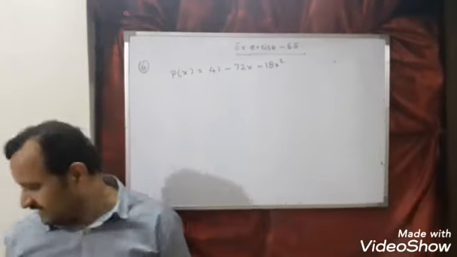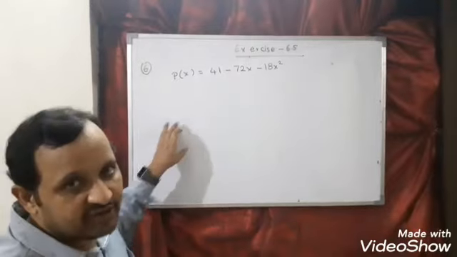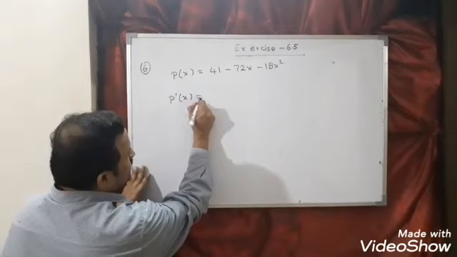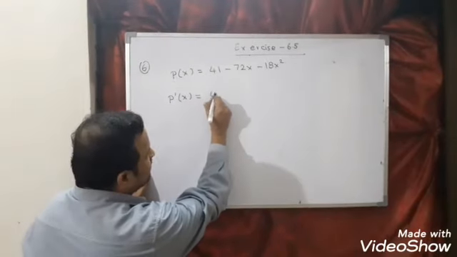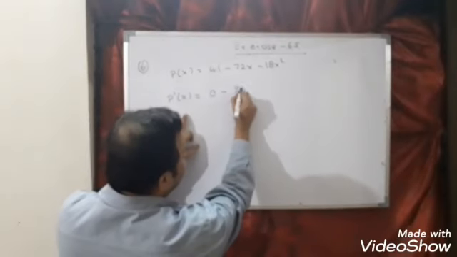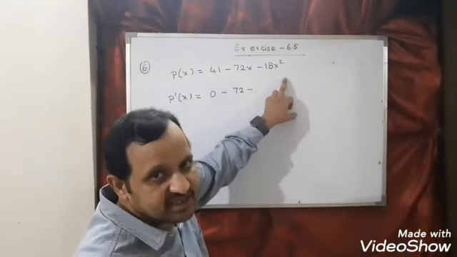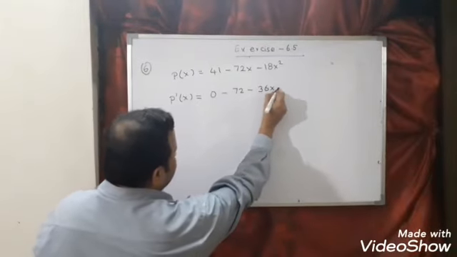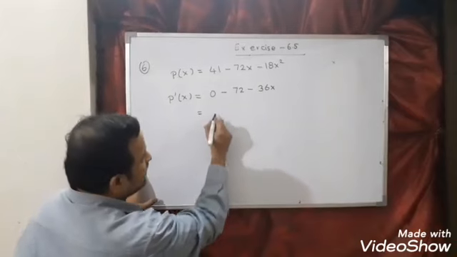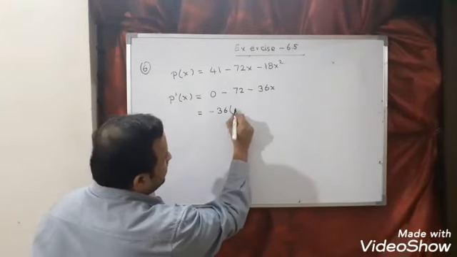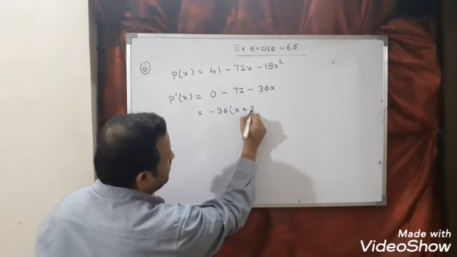Question is maximum profit. Now look here, again this is a polynomial. Apply the working rule. So P dash x is equal to, 41 is constant, 0 will come, minus differentiation of 72x, it is 72, minus differentiation of x square, 2x. So what you will get? 36x. We can take something common. I think minus 36 we can take common. So what you will get? x will come and here 2 will come.